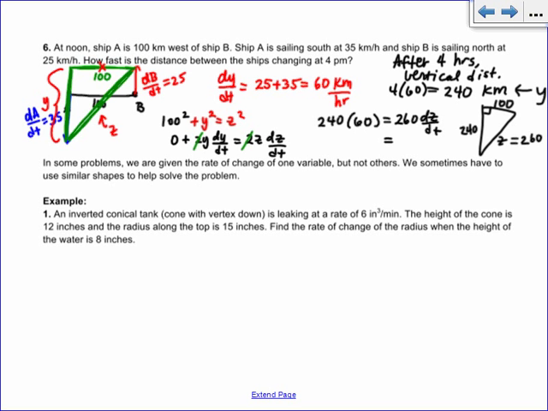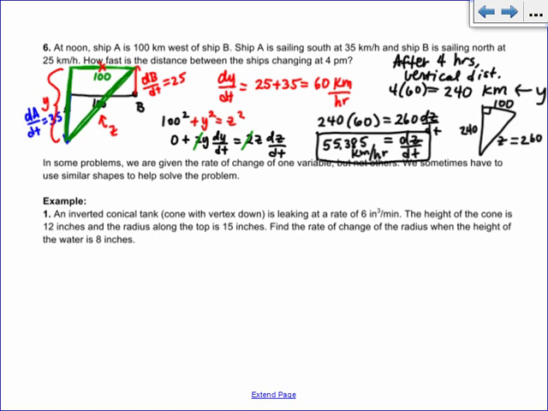A little obsessed. All right, so we divide it out. So dz over dt equals 55.385 kilometers per hour. Okay, that's our answer.